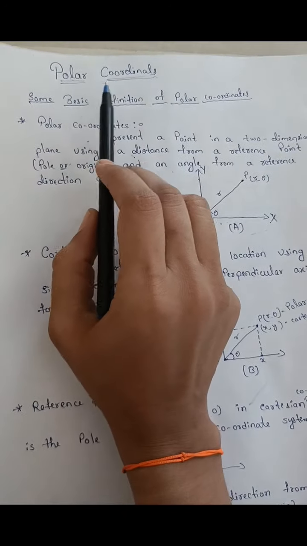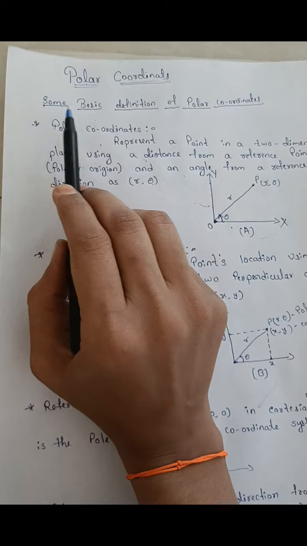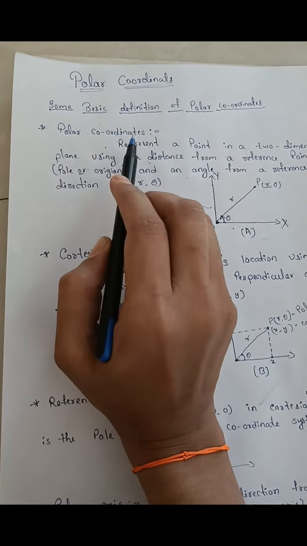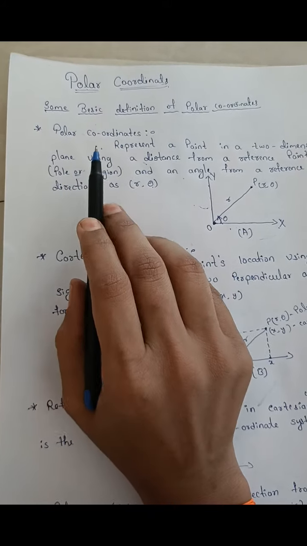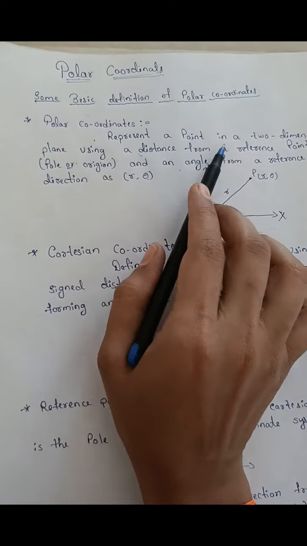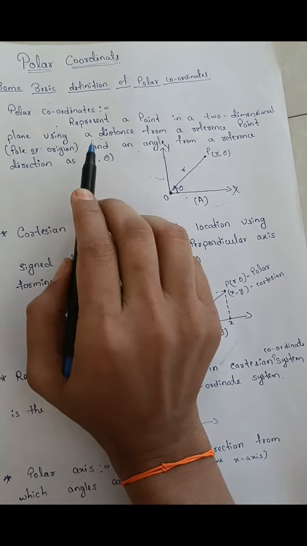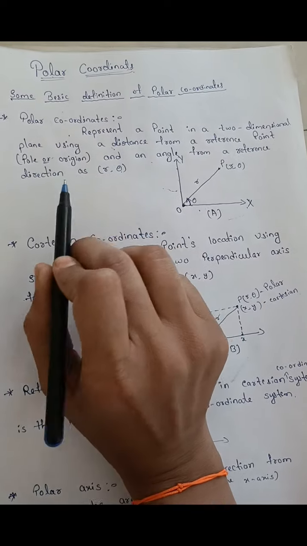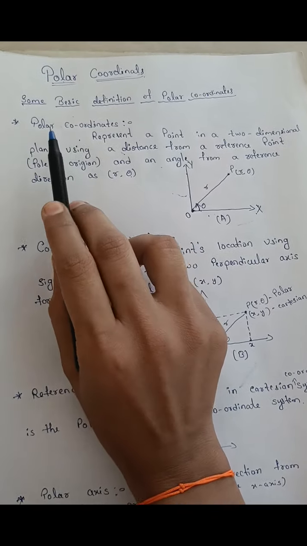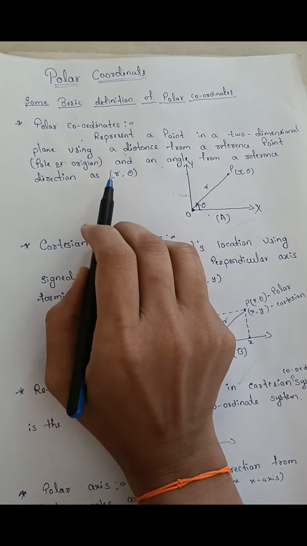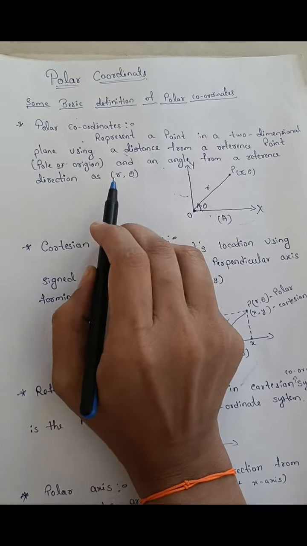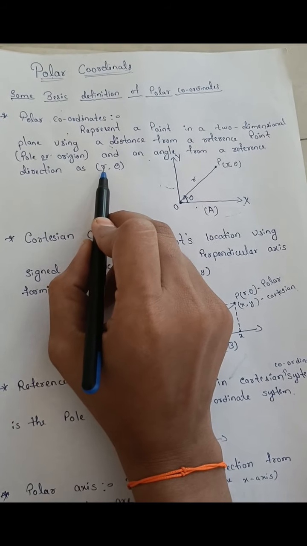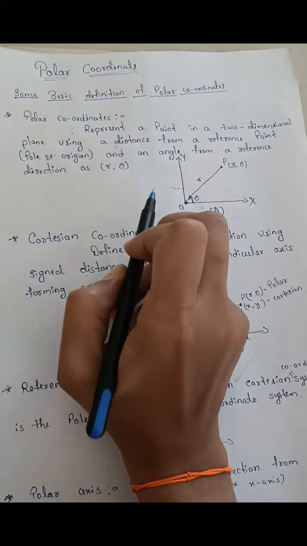Today's topic is polar coordinates. Let us discuss some basic definitions of polar coordinates. The first definition is polar coordinates. Polar coordinates represent a point in a two-dimensional plane using a distance from a reference point and an angle from a reference direction. Polar coordinates are denoted as the ordered pair (r, theta). r is the distance and theta is the angle. Distance means radius, so r means radius and theta is the angle.